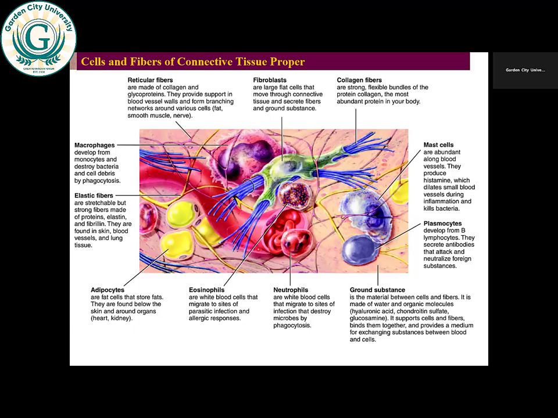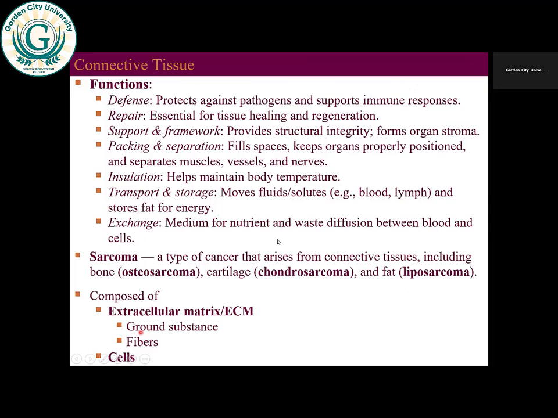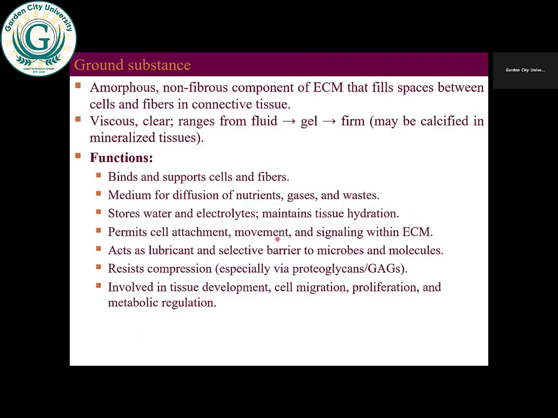And remember what I said, the fibroblasts give rise to the extracellular matrix, which is the ground substance, and the fibers. In bones, it will be the work of osteoblasts. It will be the work of what? Osteoblasts.